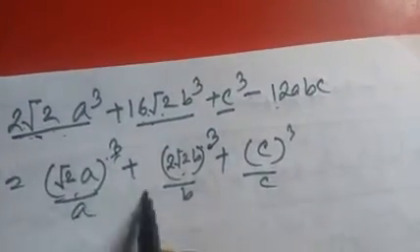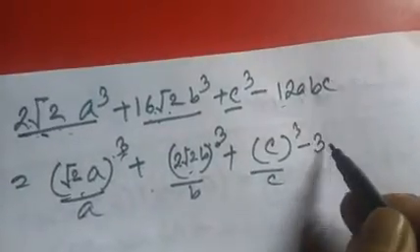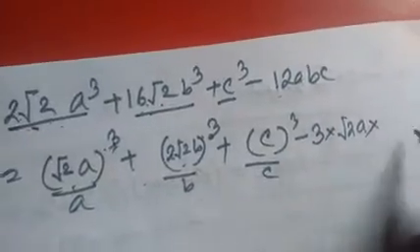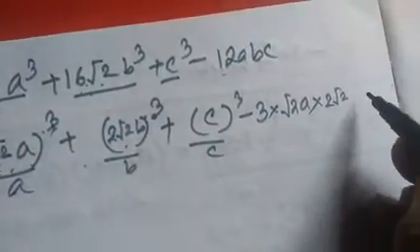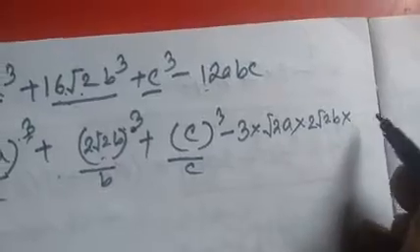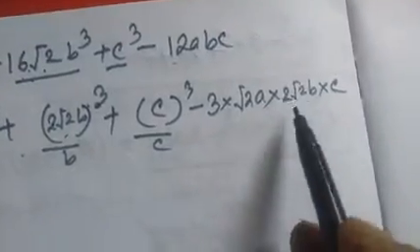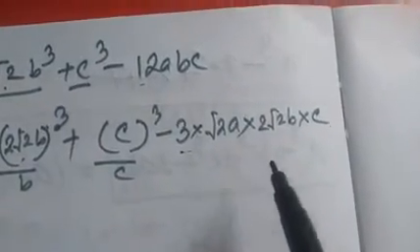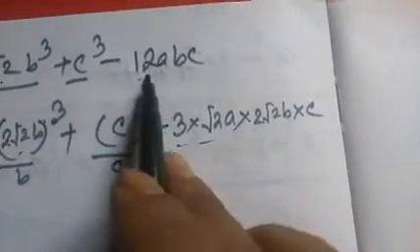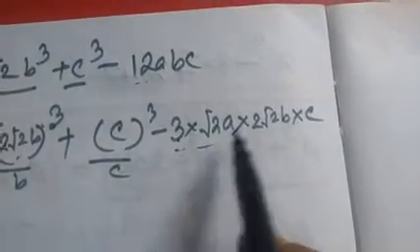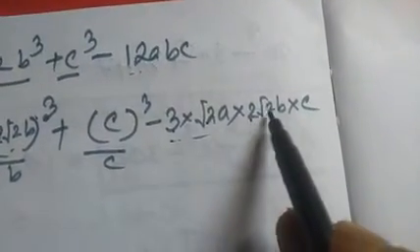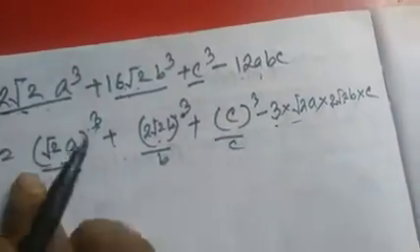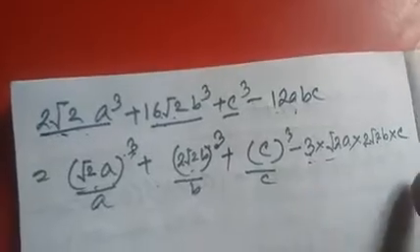As per the formula, a cube plus b cube plus c cube minus 3abc, where a means root 2, b means 2 root 2, and c means c here. You see, this portion we have split, but at the same time you need to check whether this one is matching with this one or not. See, 3 into 2 is 6, root 2 into root 2 is 2, 6 into 2 is 12. Okay, so now this is in the form of a cube plus b cube plus c cube minus 3abc.